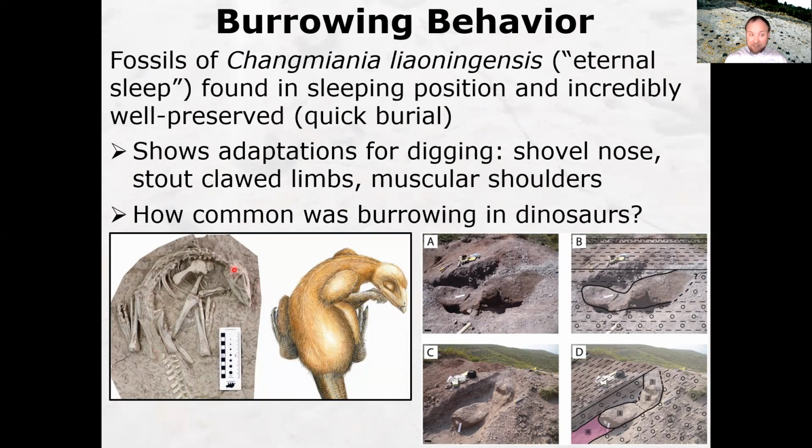Also, if you look at the structure of it, it shows a lot of adaptations for digging. It has this pointy, shovel-like nose, really stout clawed limbs, and muscular shoulders for digging. So this dinosaur probably did burrow. There's some evidence of Lystrosaurus, the early synapsids, burrowing, which might be one reason why they made it through the Permian mass extinction.